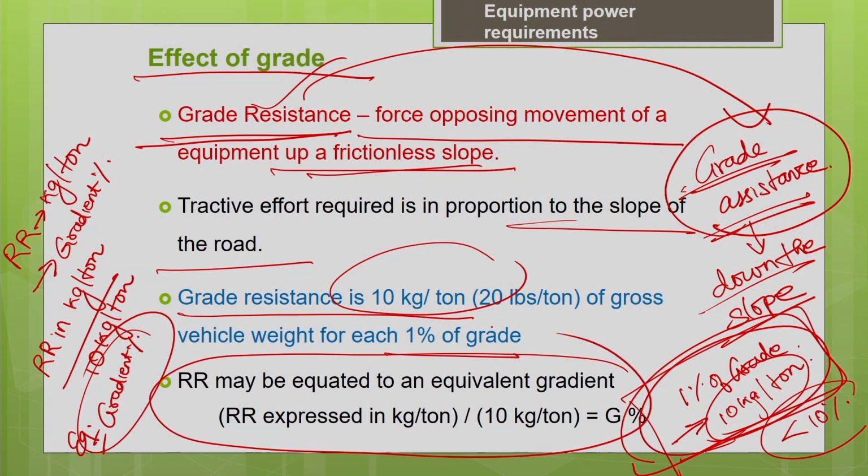So with this simple relationship, you can just convert the rolling resistance also into equivalent gradient. Okay. So when you work out the problems, you will understand this better, what is the significance of converting it.